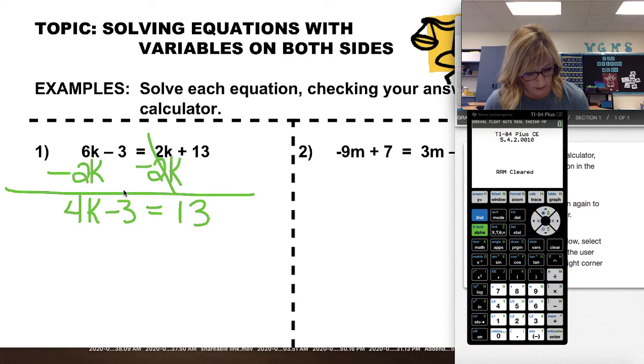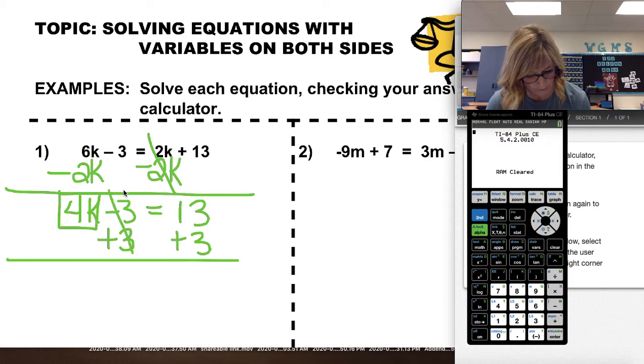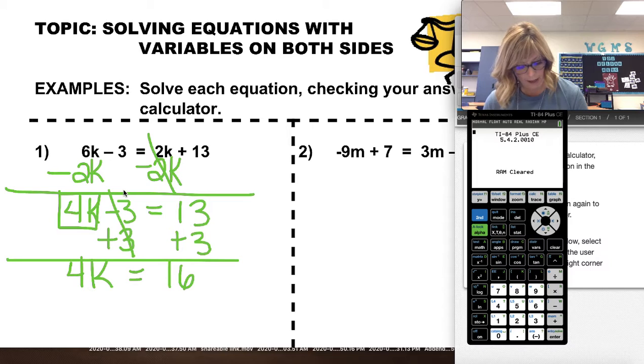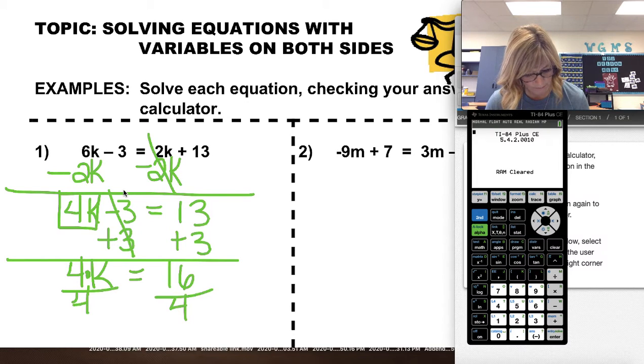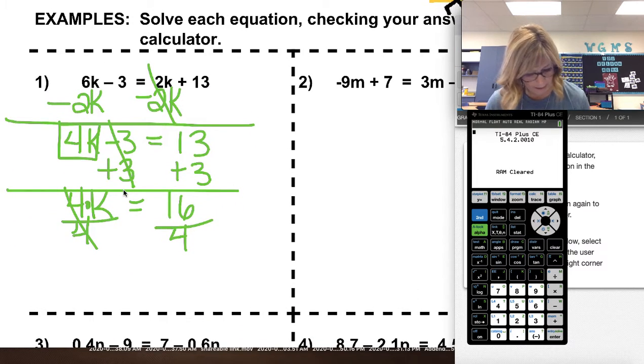And then now that you have the k, the variable on one side, you want to move your constant terms to the other side. So to get rid of the minus 3, we're going to do plus 3 here. The 3's cancel out. 13 plus 3 is 16. So you have 4k equals 16. And then since this is multiplication, 4 times k, we're going to divide to cancel out the 4. 16 divided by 4 is 4, so k equals 4.